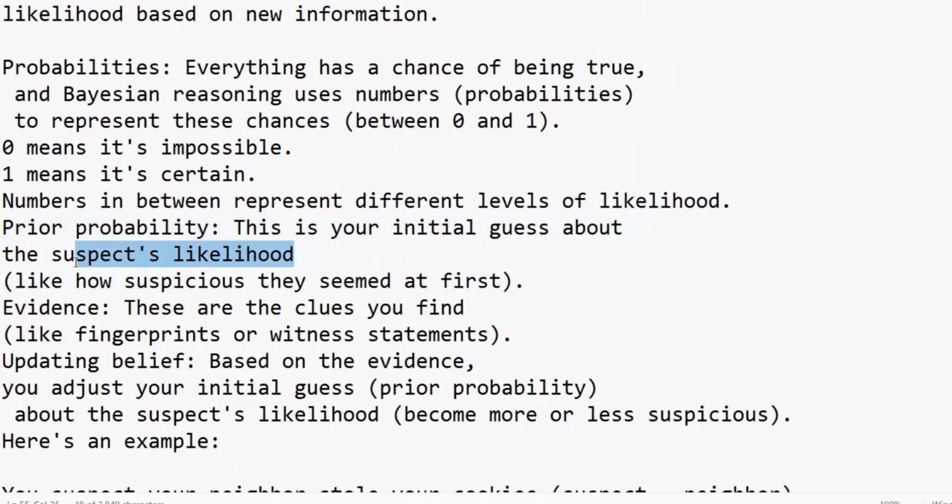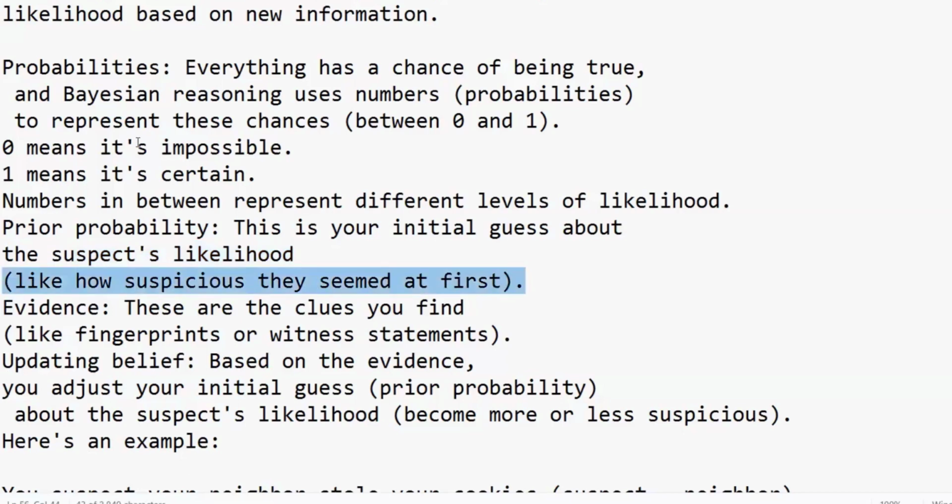So Bayesian reasoning is all about probabilities. Everything has a chance to be true. So suspect can be a murderer. Suspect can be innocent. So it can be true either way. So now, like how suspicious they seemed at first. So now you are deducing everything. How suspicious the suspect is at first.